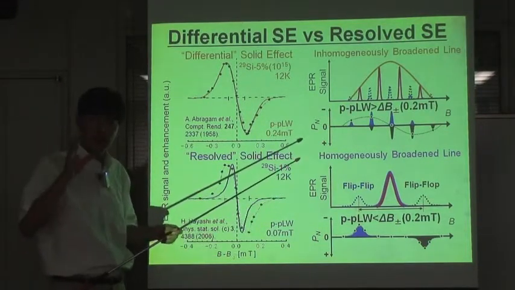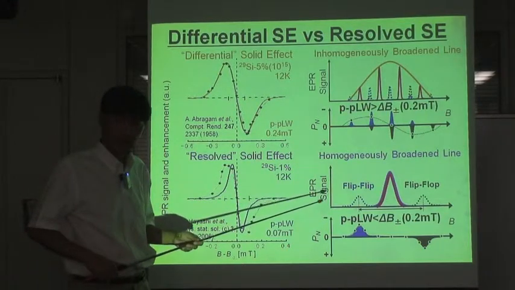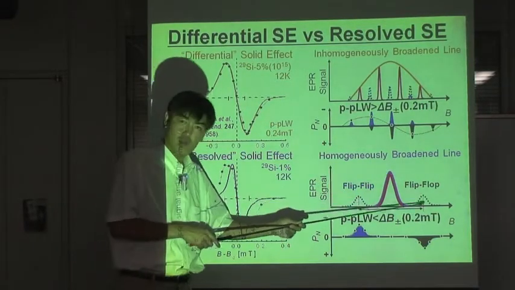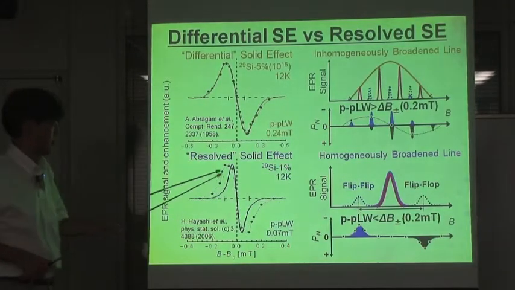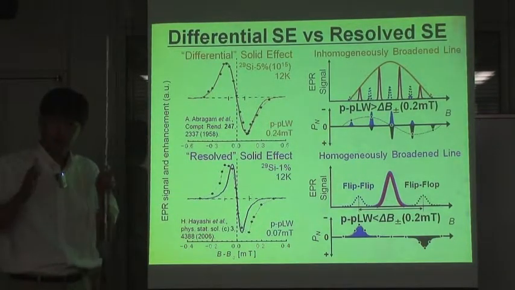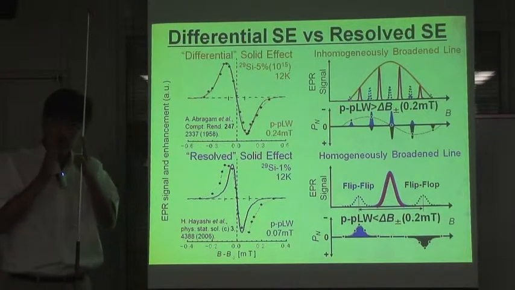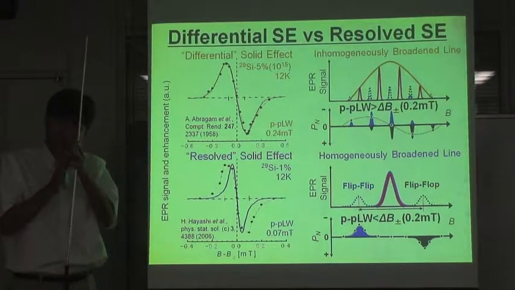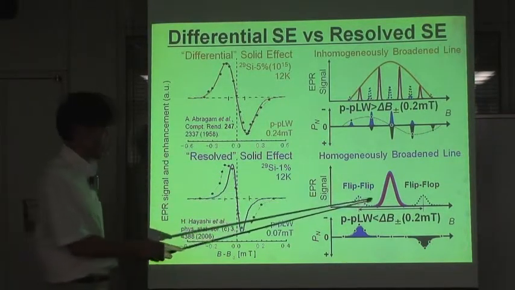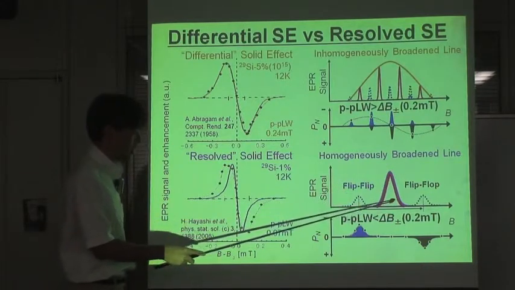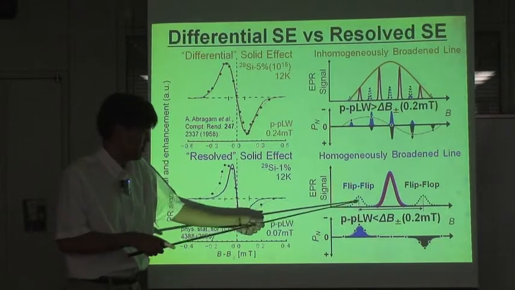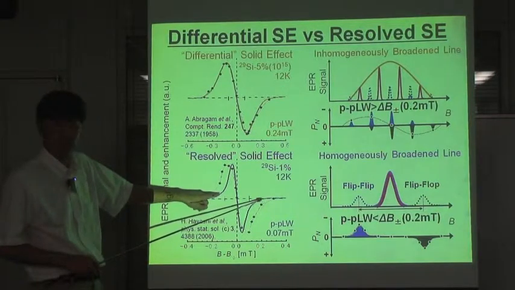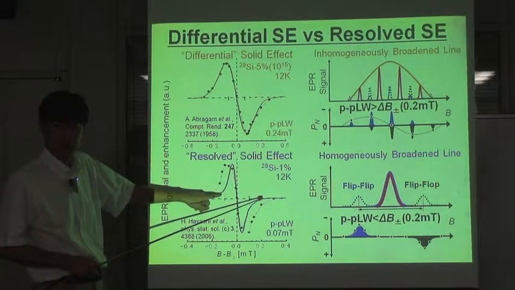Remember, in the mechanism side of the solid effect, I said I excite either a flip-flip or flip-flop transition. In this 1% 29 silicon sample, the EPR line shape, this blue line shape, is so sharp, the line width is so sharp, that now the EPR line is situated somewhere around here, and then the flip-flip transition and flip-flop transition are situated outside of this line width. Okay? So this is why.